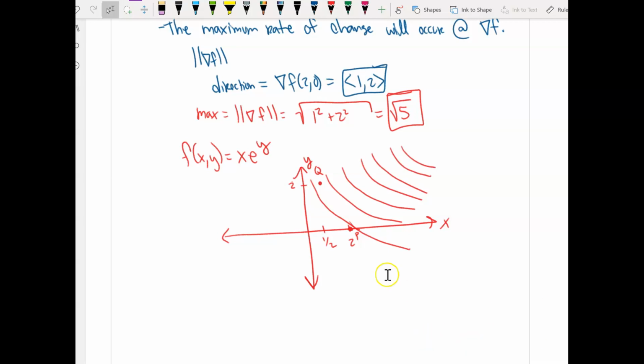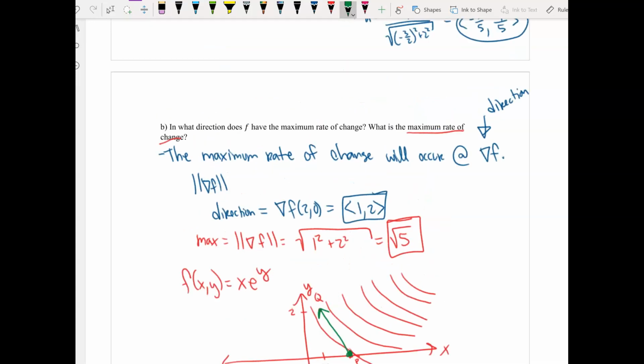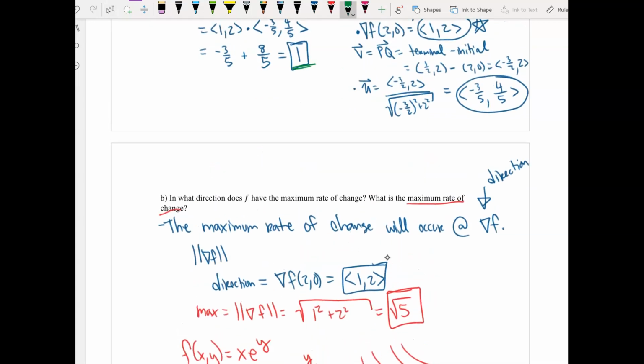What the maximum rate of change is saying is that, starting at the point (2, 0), because that's where we started off for part A, we calculated the slope in this direction at PQ. The slope from here to here in this direction was equal to 1. That's what part A was talking about.